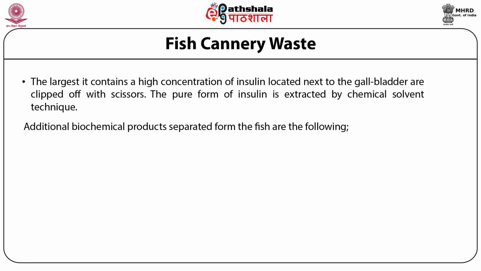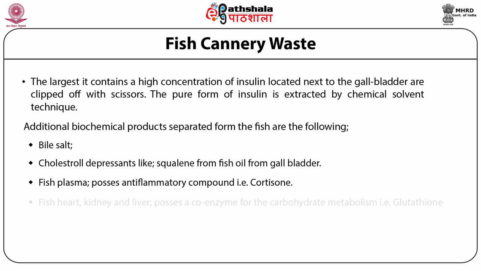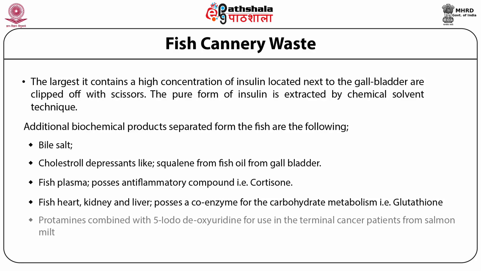Additional biochemical products which could be separated from the fish are the following. First is bile salt. Second is cholesterol depressants like squalene from the fish oil, from the gallbladder. Third is fish plasma, which possesses anti-inflammatory compounds, for example, cortisone. Fourth is fish heart, kidney and liver. These three possess a coenzyme for carbohydrate metabolism, that is glutathione. Fifth is protamines. These are combined with 5-hydroxydine for use in terminal cancer patients, from salmon milt. Sixth is the unsaturated fish oil, and this oil could be used as a skin ointment.